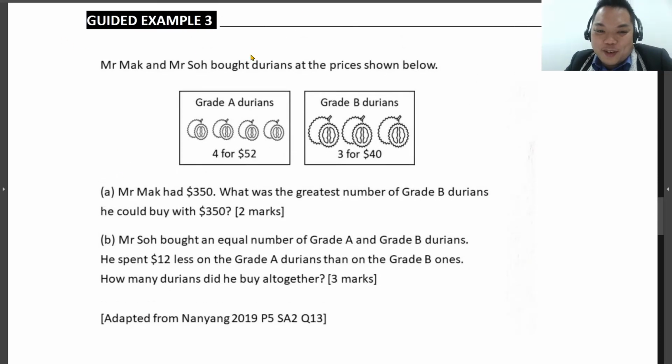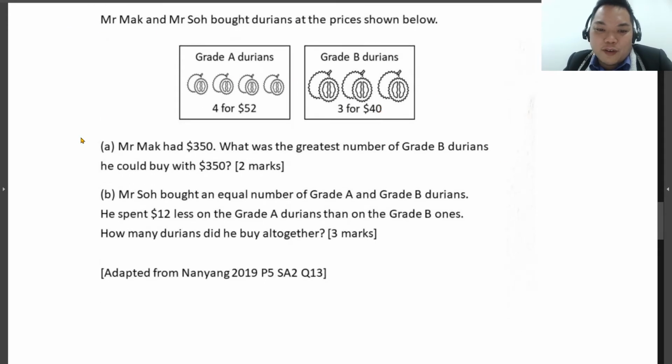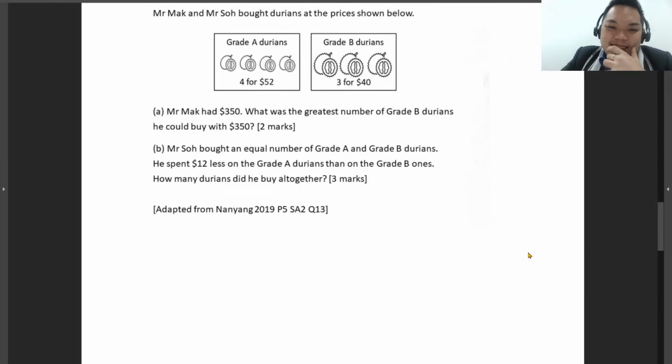Number 3. Mr. Mark and Mr. So bought durians at the prices shown below. Okay, so you will see problems like this very, very often in various groups. Okay, Mr. Mark had $350. What was the greatest number of grade B durians that he could buy with $350? So for the first part, they are giving you free marks here. This is a problem pertaining to division with remainder. And I'm pretty sure all of you can solve.